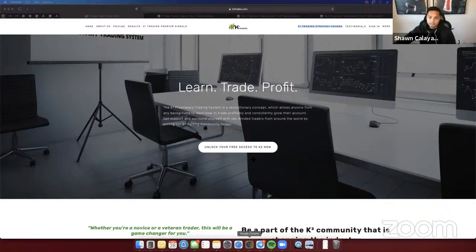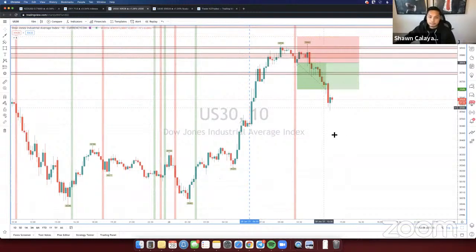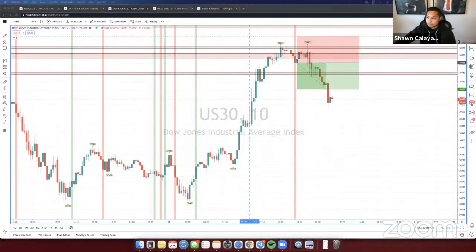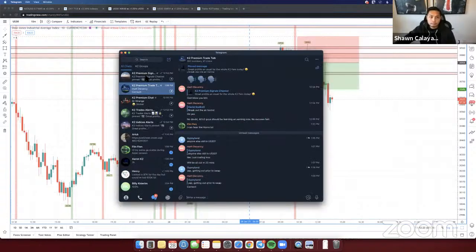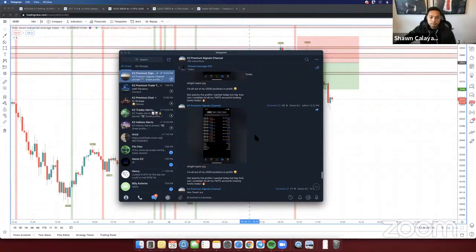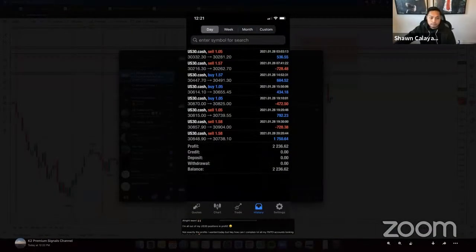Man, that US 30, guys. Nice full TP right there, super smooth. That's some BS because this could have hit our full TP right here for the scalp. It stopped me out, so I made a small loss on that, but I covered it with this whole win right here. So my profits today were pretty good. Let's see where they ended up. Yeah, so I made 2,236 on that account.